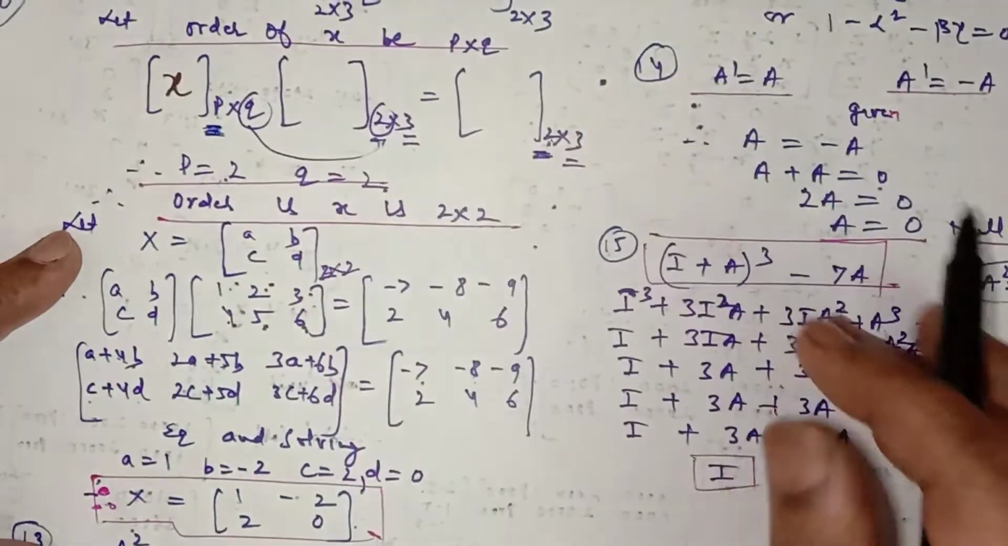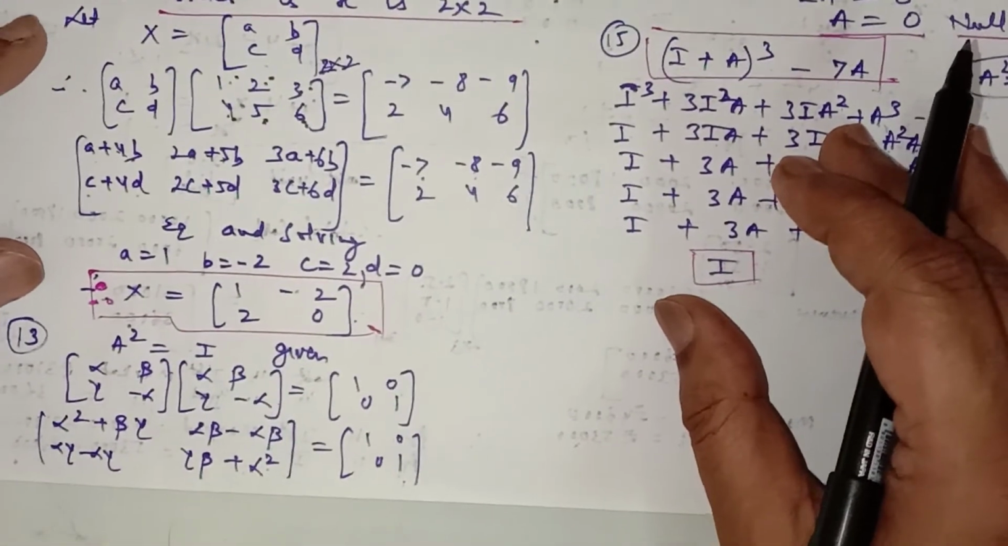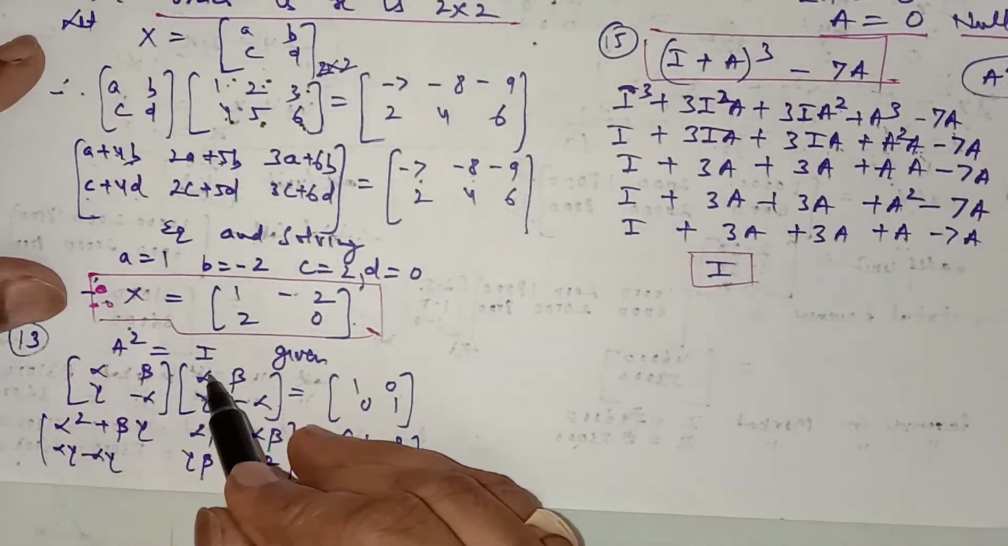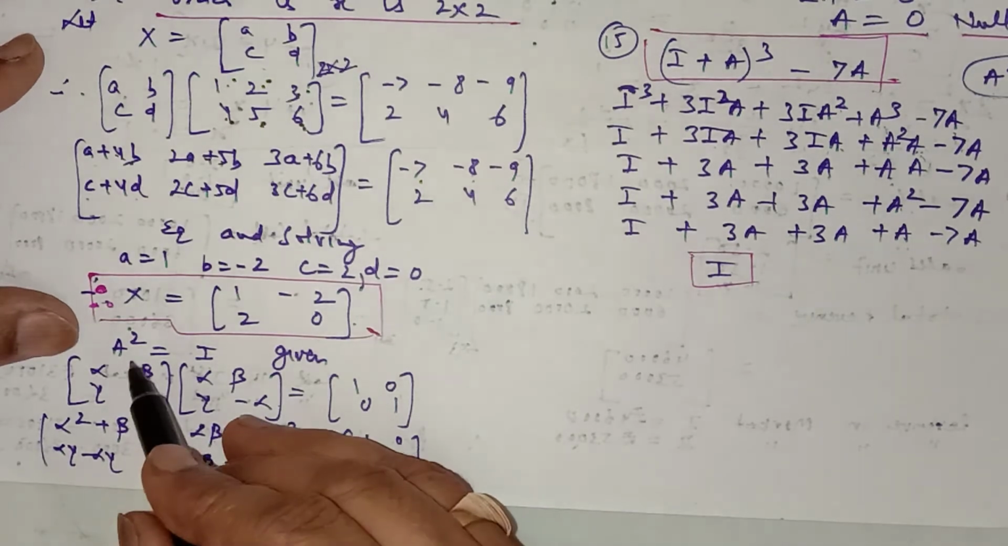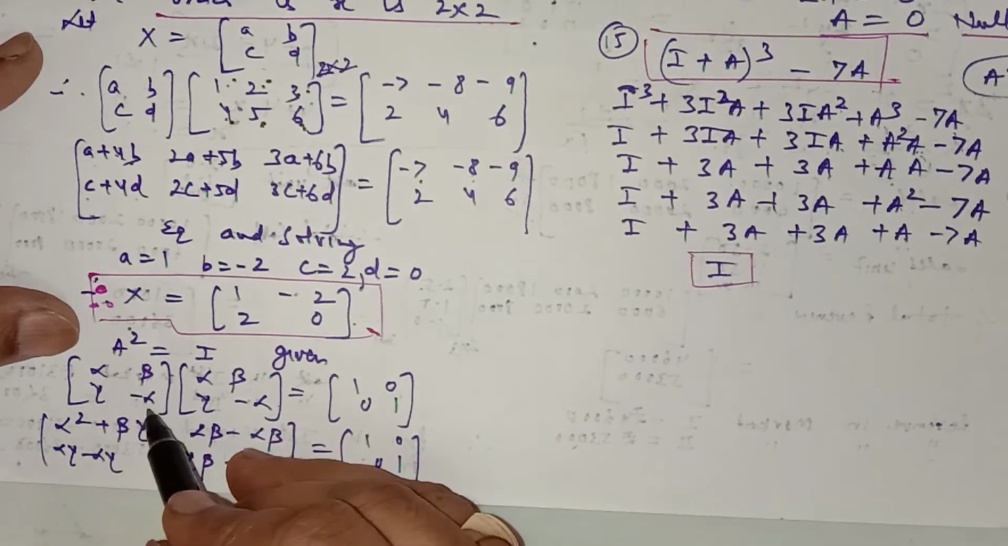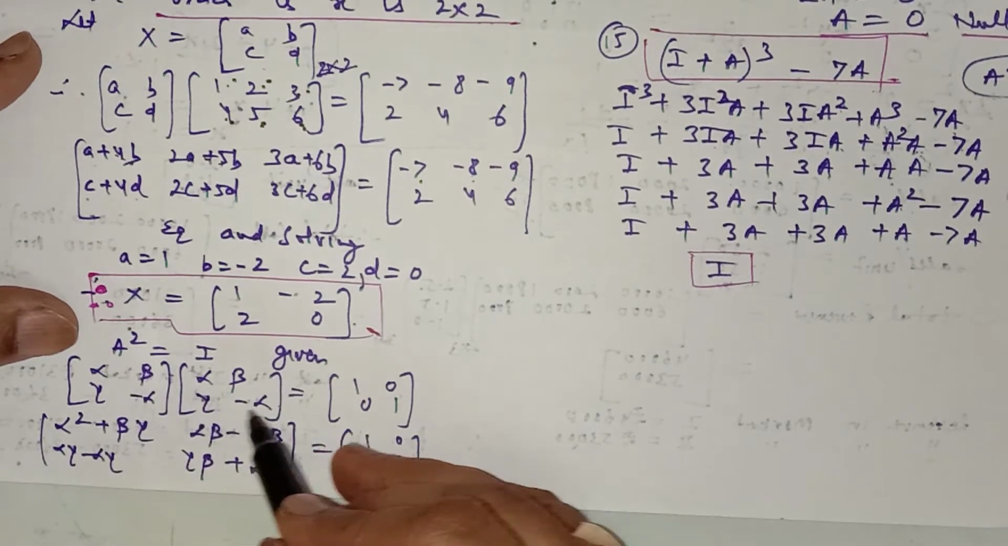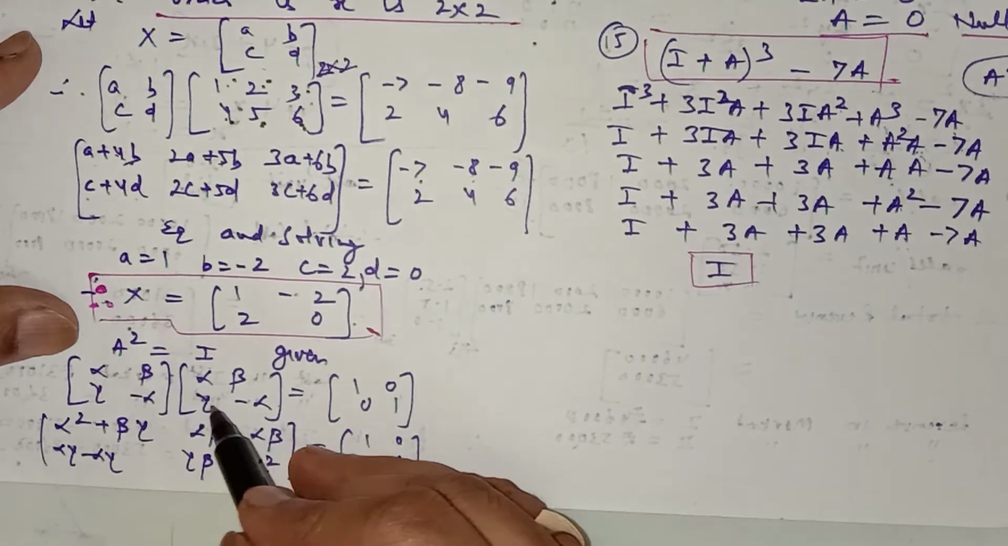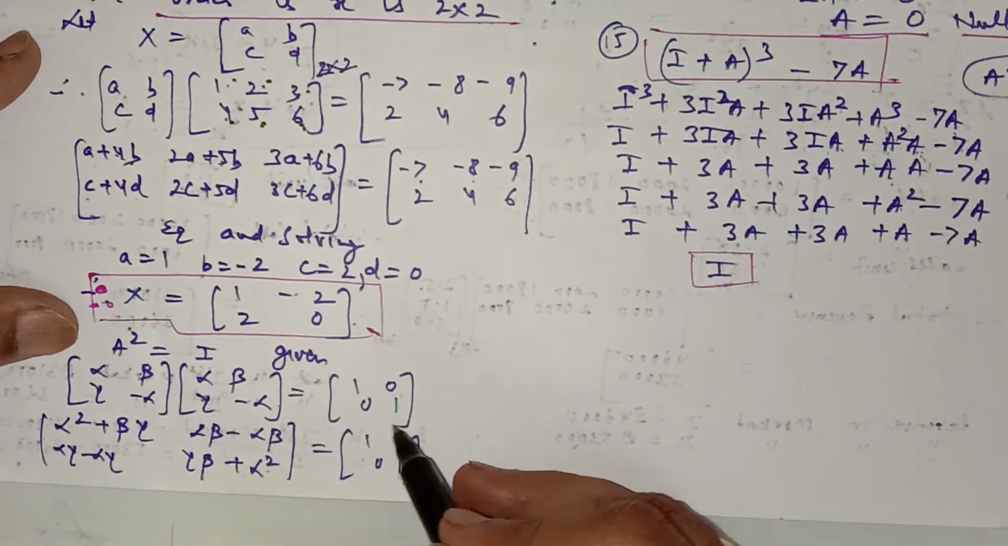It is an important question. Now in question number 13, it is given that A square is equal to I and the matrix A is given as alpha, beta, gamma and minus alpha. Because A square is equal to A into A, and it is given as 1, 0, 0, 1.